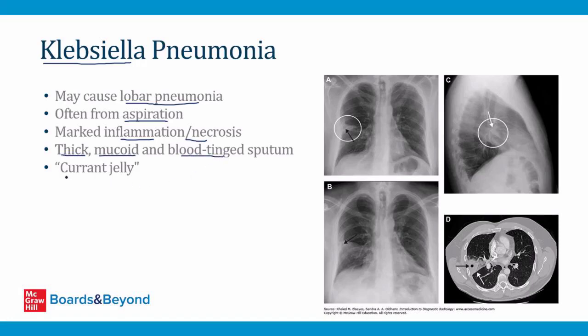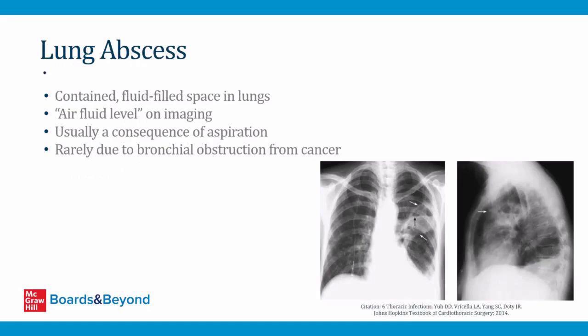And it's said to look like currant jelly. Currant is a type of fruit, and it has a look like blood-tinged sputum that you see in Klebsiella pneumonia. That's why this is the buzzword for the sputum that a patient with a Klebsiella infection will produce. Okay, any pulmonary infection can potentially lead to development of a lung abscess.